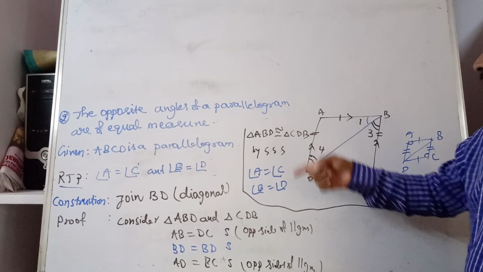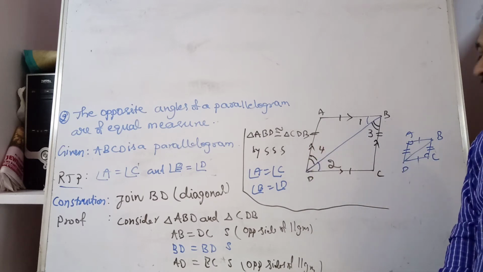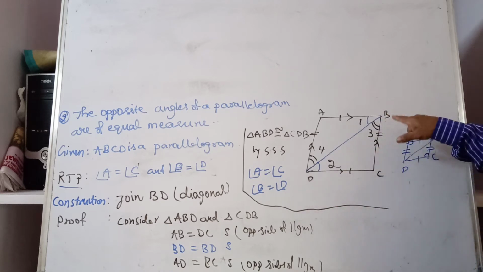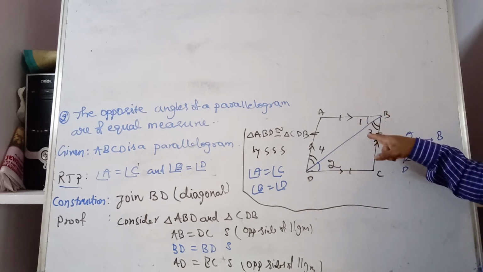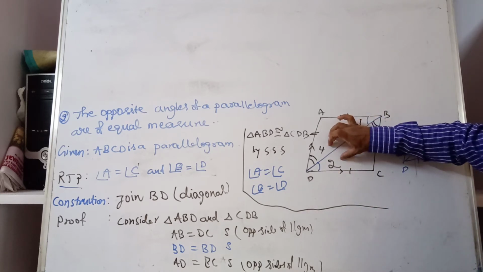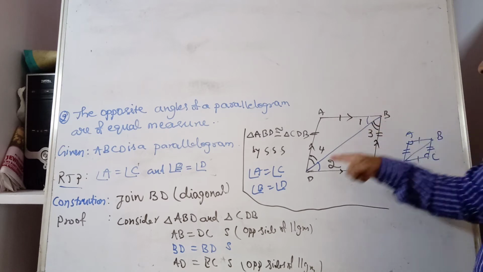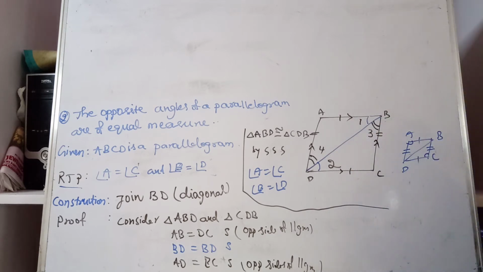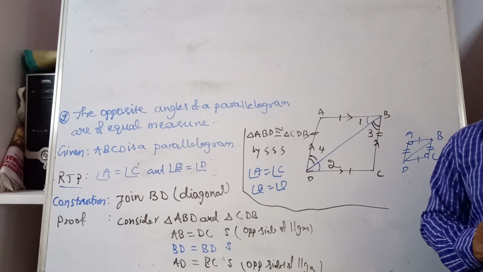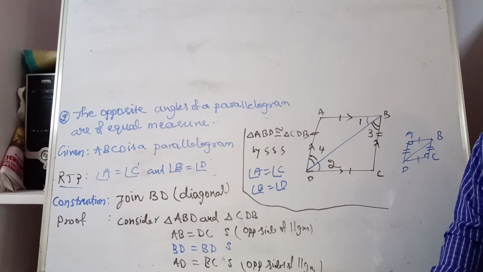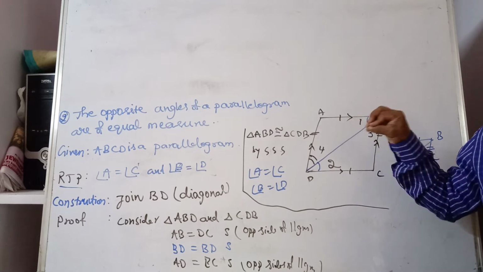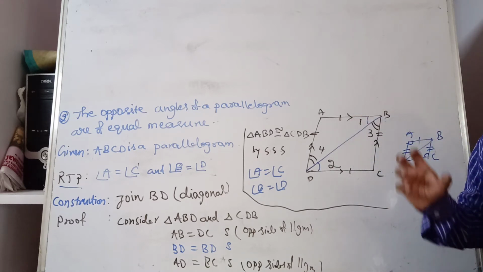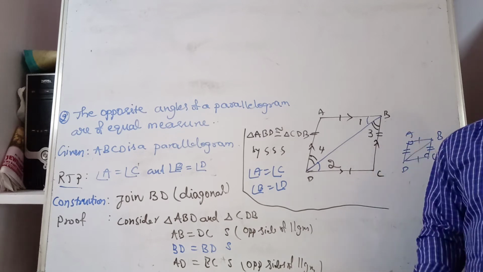Or by using ASA criteria which we proved, the sides are equal. From that also we can prove that opposite angles are equal. So A is equal to C, B is equal to D. Why is B equal to D? Angle 1 plus angle 3 together will be equal to angle 2 plus angle 4. So B is equal to D. Therefore, opposite angles of a parallelogram are equal in measure. Sorry, not in length, equal in measure.